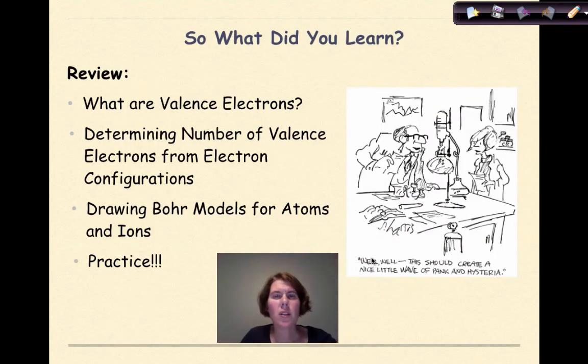So what did we learn in this tutorial? Well, we went over the definition of a valence electron and basically what they do. We determined the number of valence electrons from electron configurations. We looked at drawing some Bohr models for atoms and ions and identifying valence electrons from there. And then we did some practice at the end.